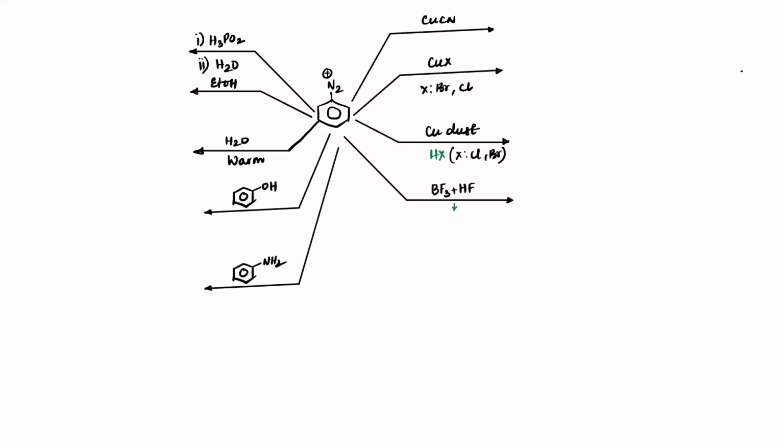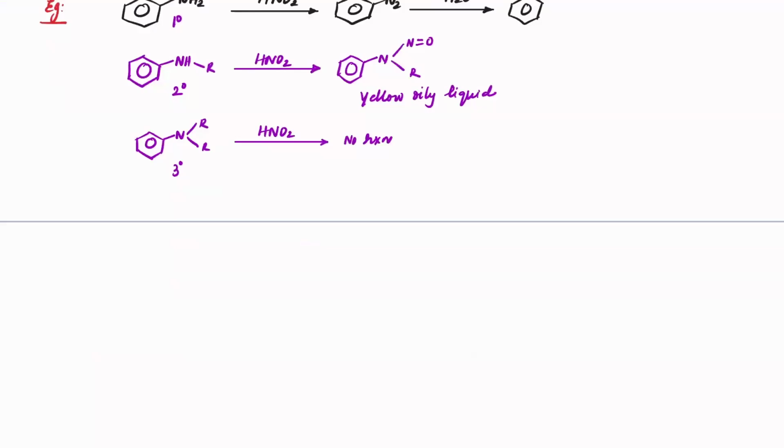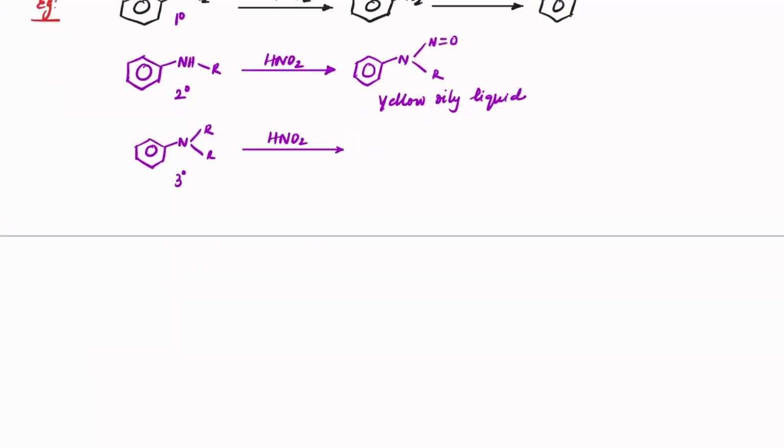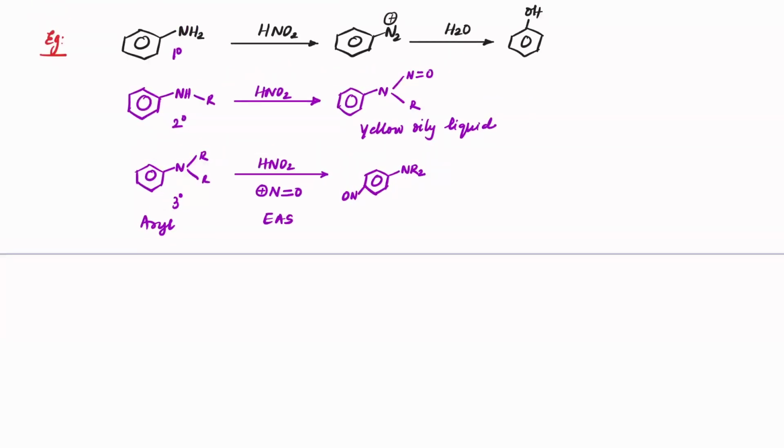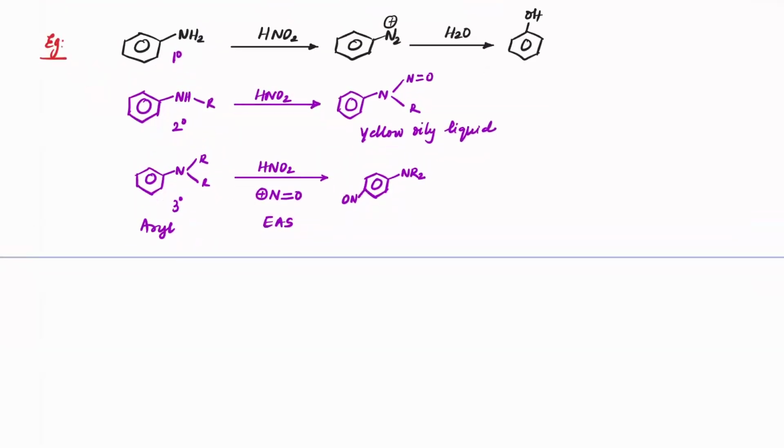Sorry, I forgot one thing. In on benzene, this is aryl, right? I forgot this is aryl. Aryl 3-degree. In case of aryl 3-degree, because you have NO plus as the electrophile, now EAS will take place, everybody. Electrophilic aromatic substitution will take place, which means NR2 here and NO formation. This is the product formed. Got it? Clear, everyone?